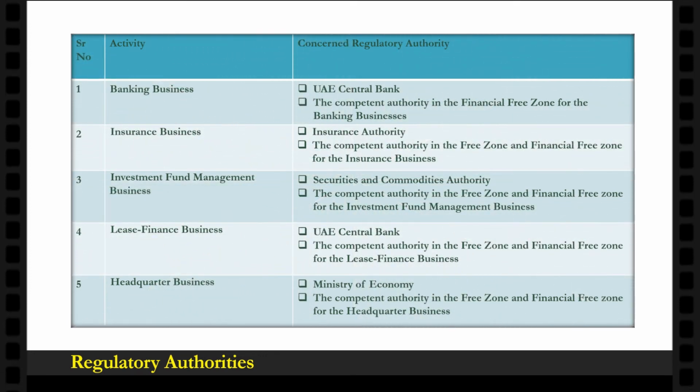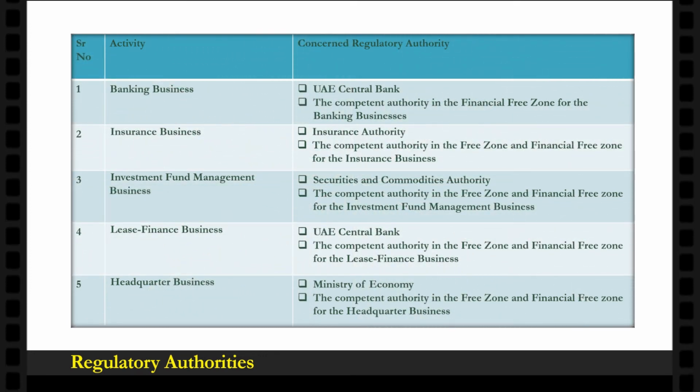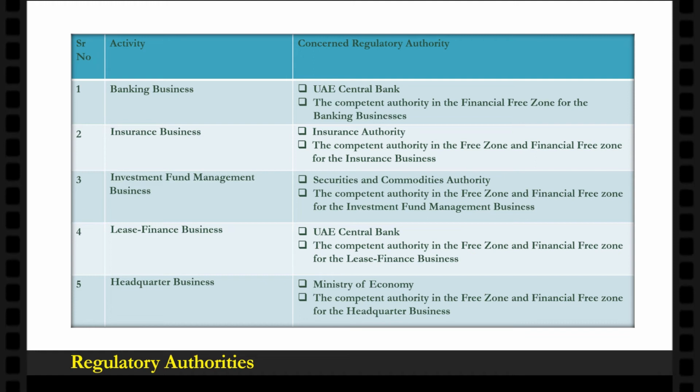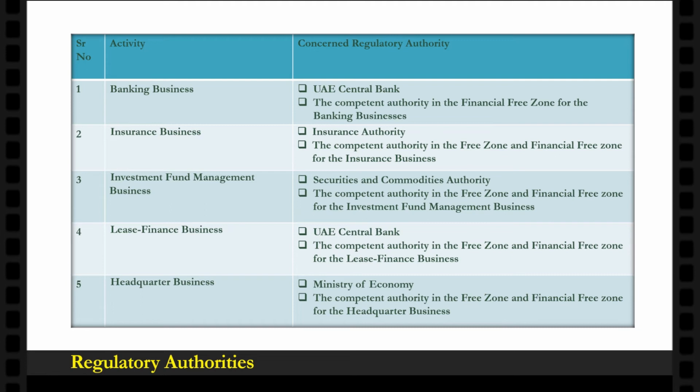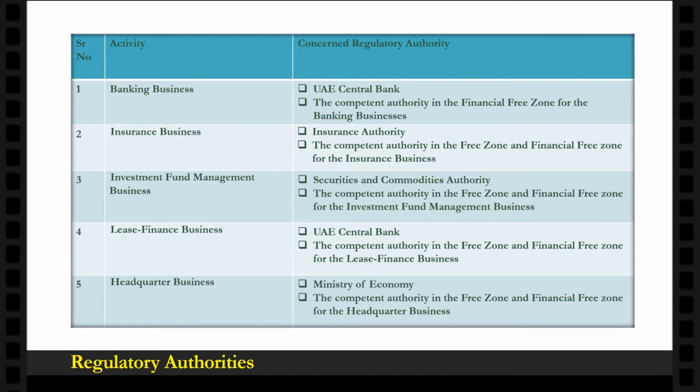So now let's look into the regulatory authorities for each activity. For banking business, it is UAE Central Bank or the competent authority for the financial free zone for the banking businesses. For insurance businesses, it is Insurance Authority or the competent authority in the free zone or financial free zone for the insurance businesses. For investment fund management business, it is Securities and Commodities Authority or the competent authority in the free zone and financial free zone for the investment fund management businesses.